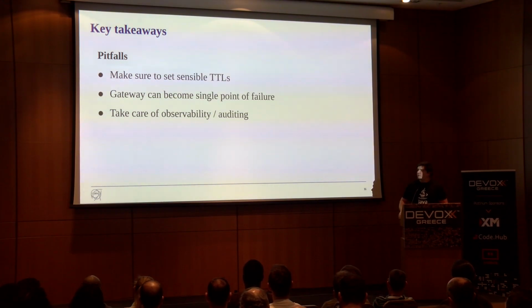And there are some pitfalls, right, which we haven't gone into great depth and detail, but for example, make sure you set sensible TTLs, because if your opaque token absolutely never expires, that's also a big issue, right? If your gateway dies and it's a single point of failure, that's also an issue, right? And then there's also observability and auditing. Now you're in a distributed environment.